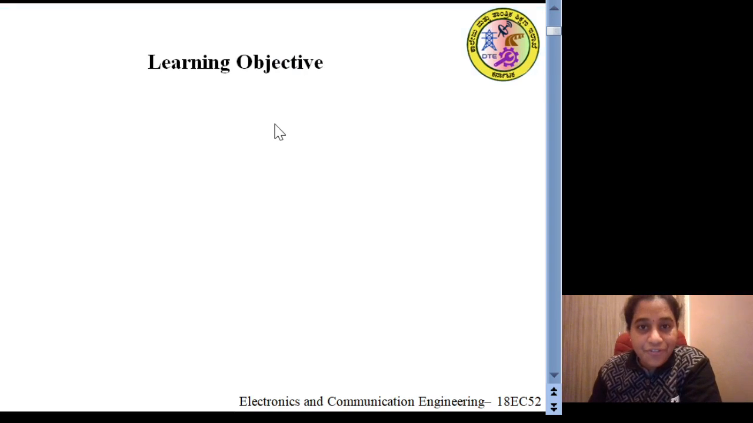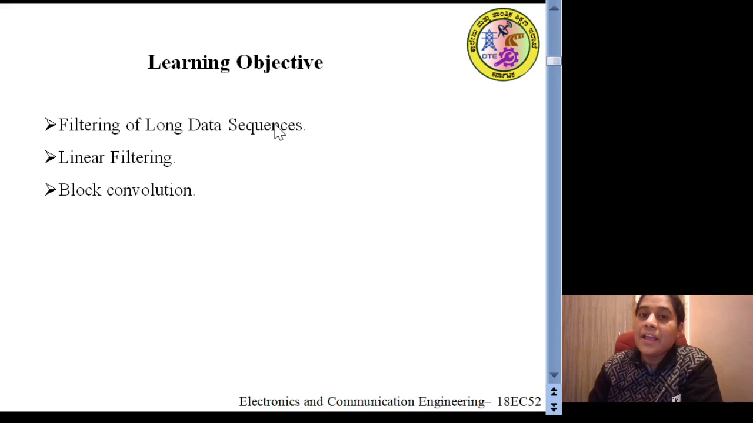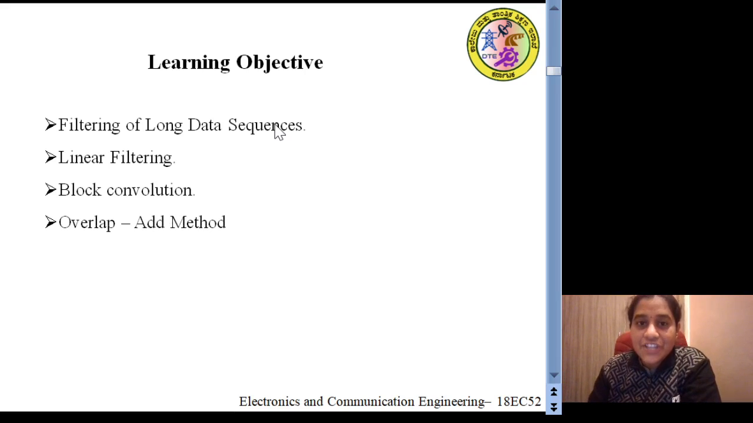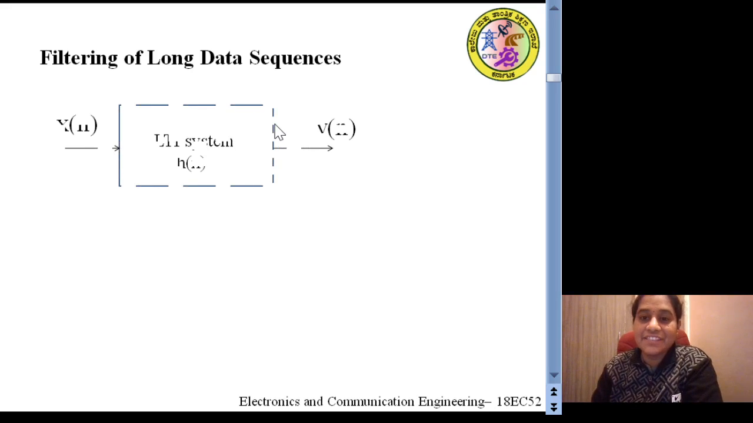Learning objectives of this session: we are going to learn filtering of long data sequences. Here we will be considering the linear filtering concept. Then we will get knowledge of block convolution. And at the end of this session, we will learn how to do the linear filtering operation using the overlap add method. Let us begin our filtering of long data sequences.